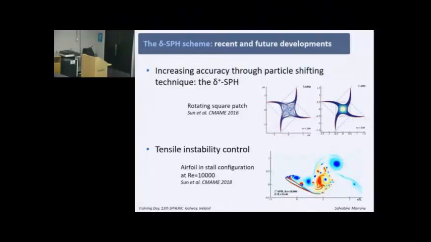This is the rotating square patch. So it's a square that is rotating, so we have these tentacles that are elongating. And if you perform it with standard or Delta-SPH, you will always experience this tensile instability, because here we have negative pressure inside. While adding this shifting technique, you can avoid this and recover the analytical solution. These lines represent the line where these points should move.